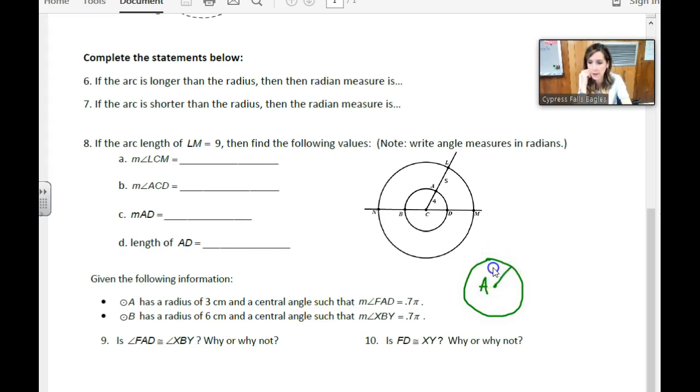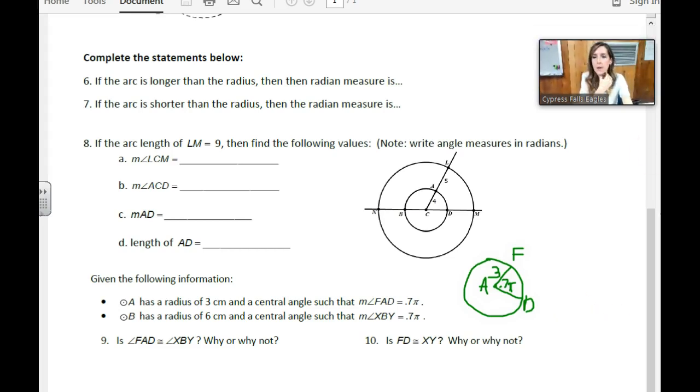It's got a radius of 3. And it has a central angle. You draw any central angle. You name it FAD, right? F-A-D. And that measure of the angle, I'm barely going to be able to fit it, 0.7 pi is the radian measure of the angle.